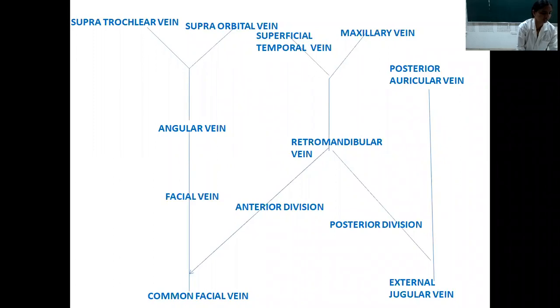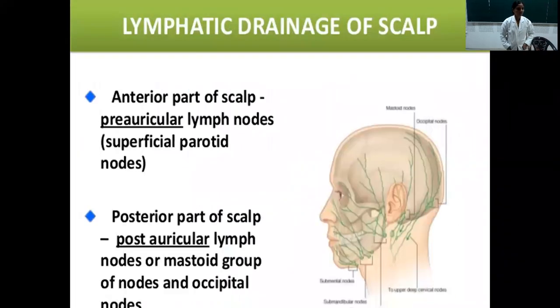Whereas the posterior division of the retromandibular vein and the posterior auricular vein join to form the external jugular vein, which drains into the subclavian vein, as you know, in the posterior triangle of the neck. Now coming to the lymphatic drainage. How is the scalp drained?